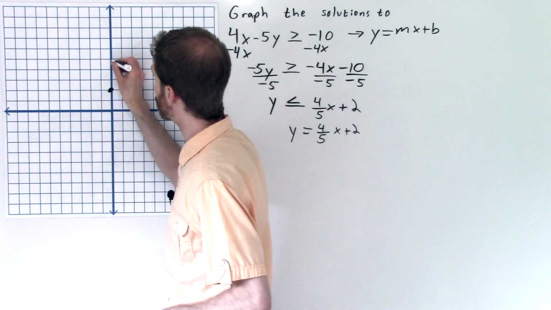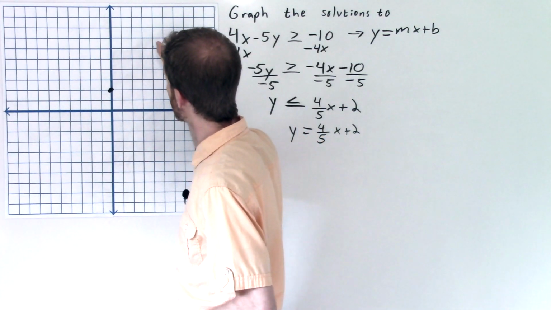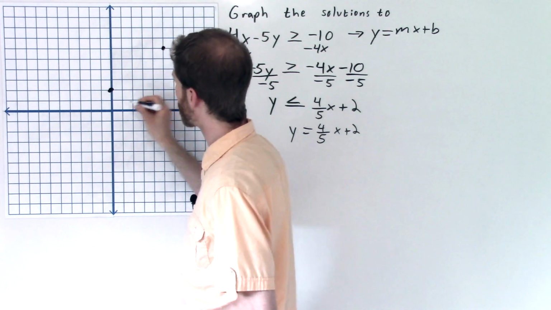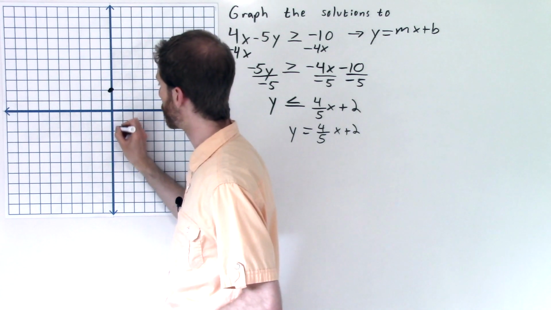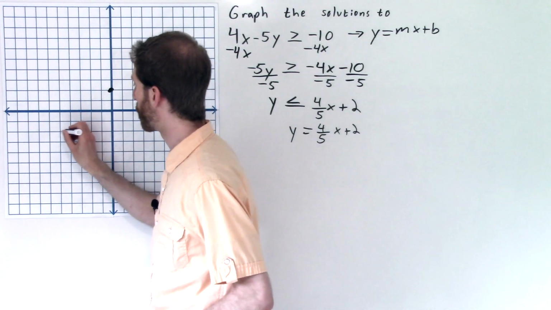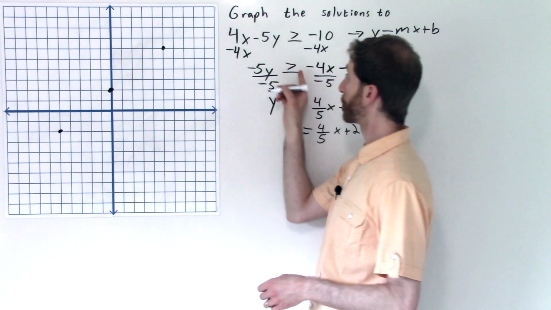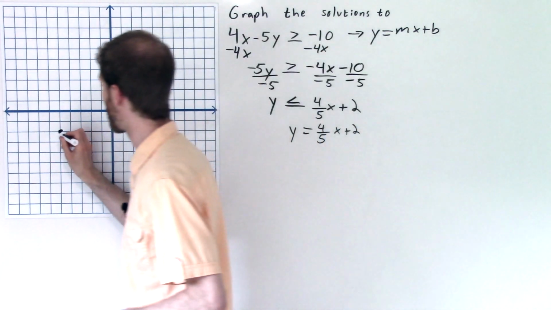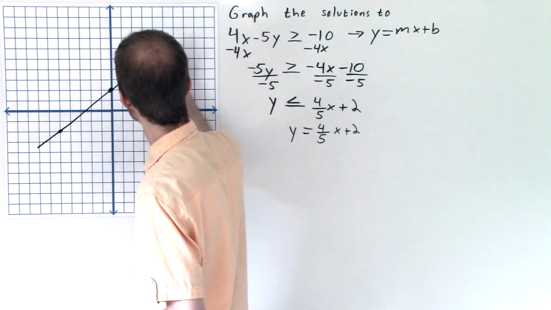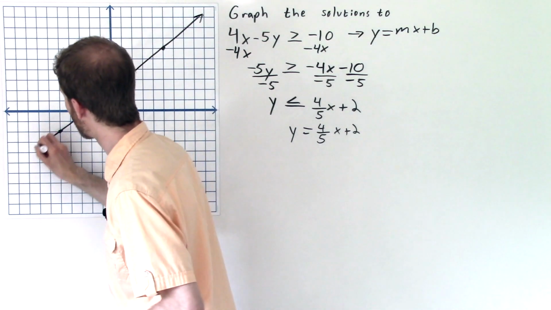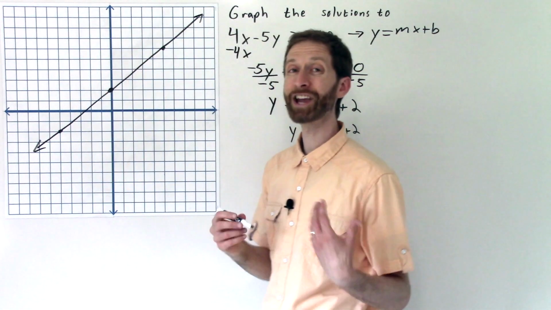Up 1, 2, 3, 4, over 1, 2, 3, 4, 5. Beautiful, and I'll go the other way, down 1, 2, 3, 4, over 1, 2, 3, 4, 5. We said it's a solid line because it's or equal to, so we're going to connect all of those points right there. Beautiful thing. And now what we have left to do is the shading part.